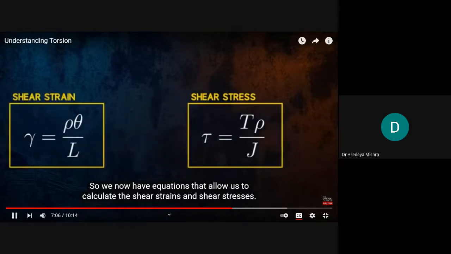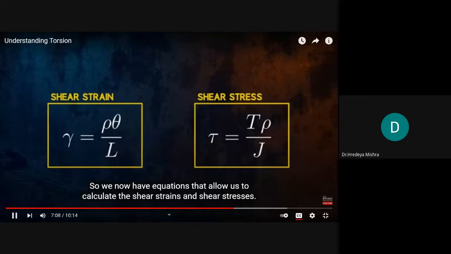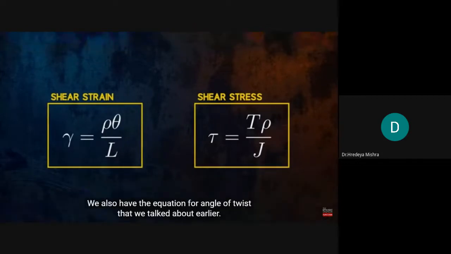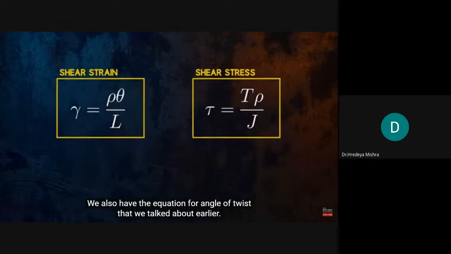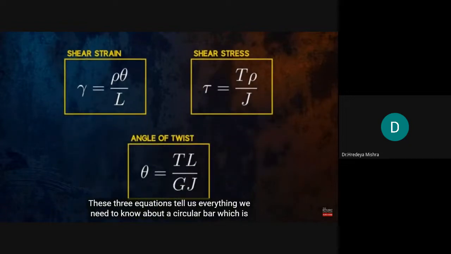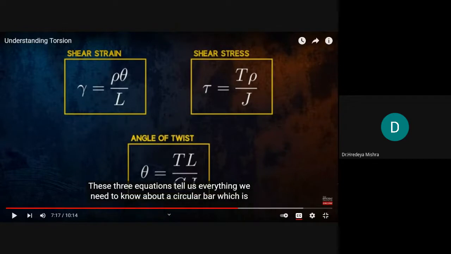Us to calculate the shear strains and shear stresses. We also have the equation for angle of twist that we talked about earlier. These three equations tell us everything we need to know about a circular bar. Okay, so these three equations: shear strain, shear stress, and angle of twist, theta equal to TL upon GJ.